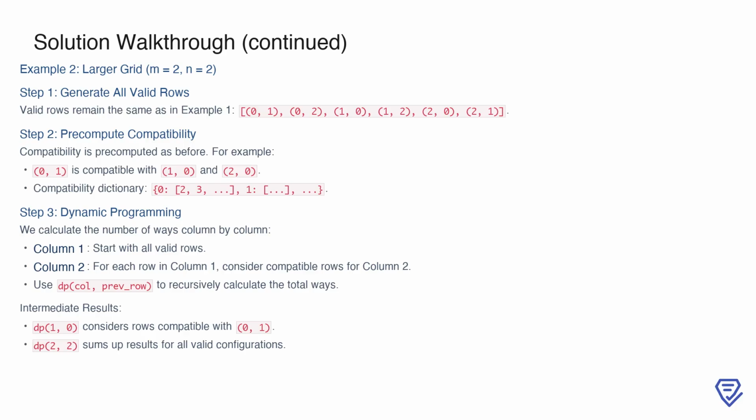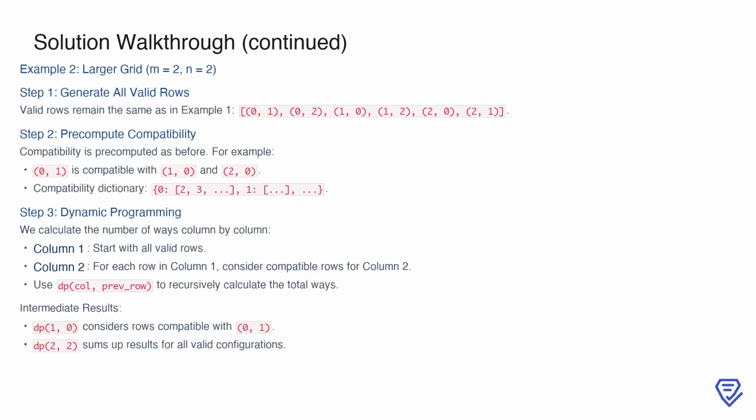Using the function dp(col, prev_row), we recursively compute the total number of ways to paint the grid. For example, if we start with row [0, 1] in column 1, we calculate dp(2, next_row) for each row compatible with [0, 1]. Summing up all configurations for every possible starting row, we find the total number of ways to paint the grid.